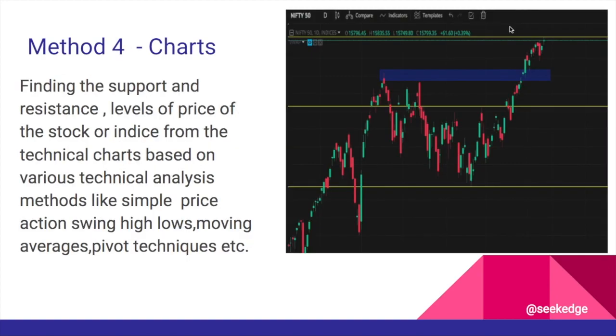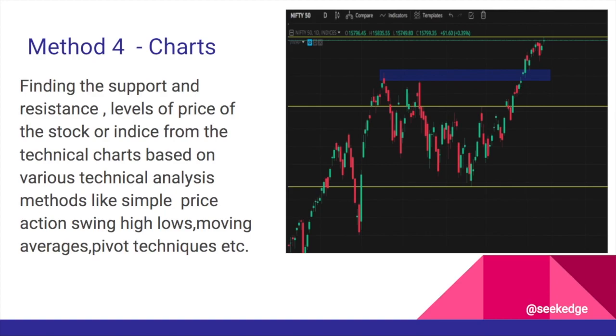What is the fourth method? The fourth method is very simple. It's from the charts. If you are a technical analyst and you know the technical chart patterns, then it is not a big task to find the support and the resistance levels. The support level and resistance level is basically what we found from the options chart also. Here also we can find the same depending on different techniques. Simple price action can help you do that.